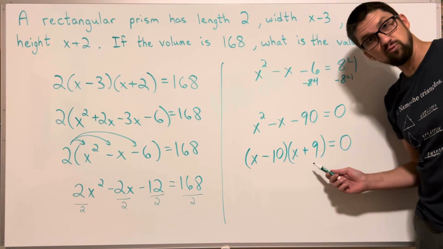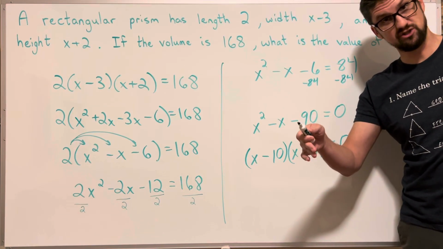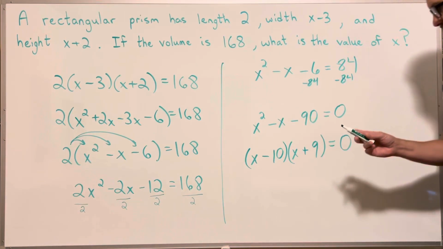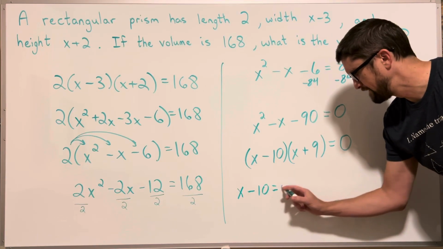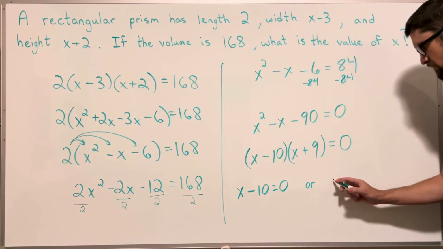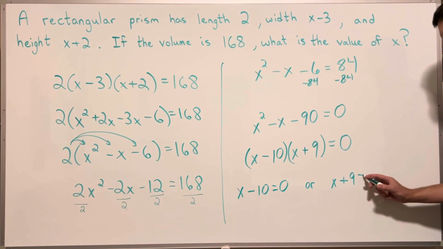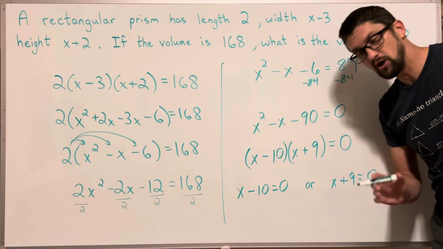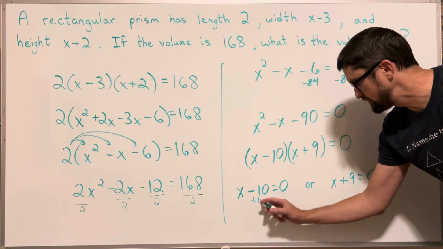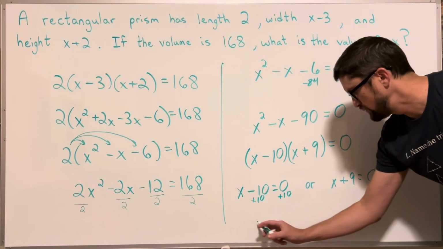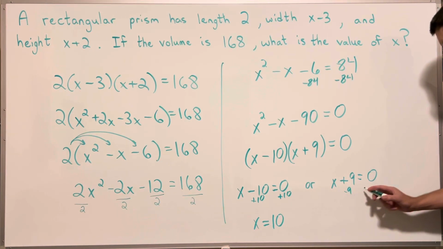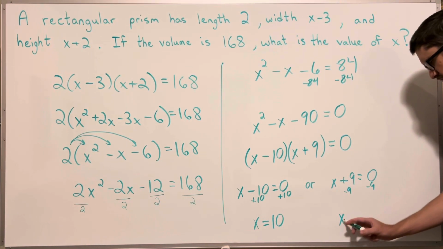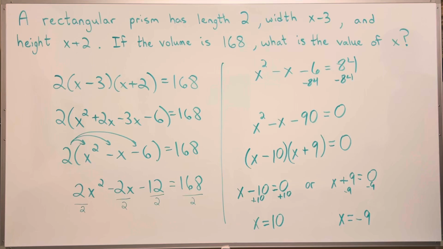Now I have two factors multiplying to 0. That means one of them or both of them have to be 0. So you set each of them equal to 0, and solve each of these for x. We can add 10 on both sides here. We get x equals 10. Subtract 9 on both sides here. And we get negative 9.